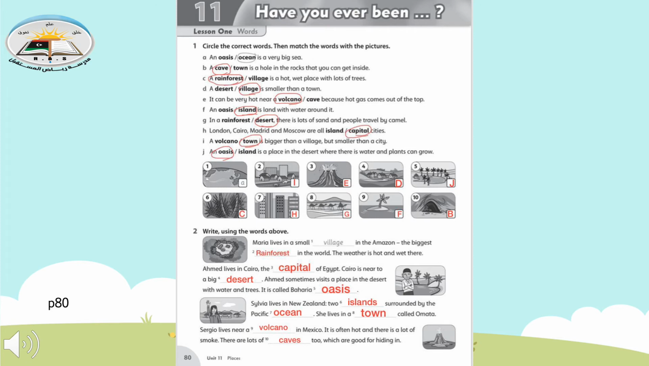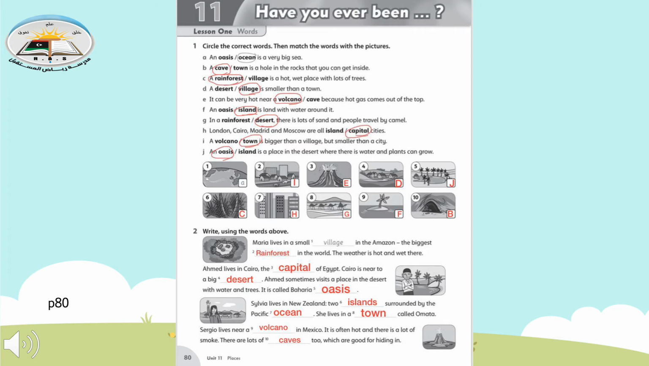G. In a desert, there is lots of sand and people travel by camel. H. London, Cairo, Madrid, and Moscow are all capital cities. I. A town is bigger than a village but smaller than a city. The answer is town. Circle town. J. An oasis is a place in the desert where there is water and plants can grow.